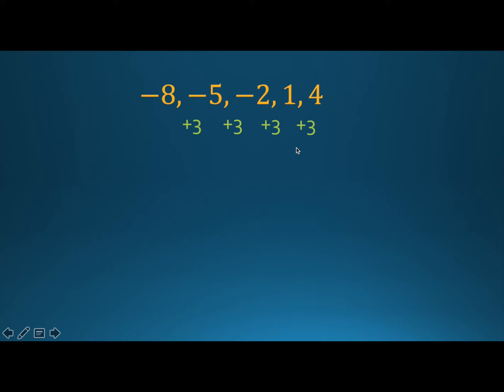If we wanted to keep going to find the next term, we would add 3 to 4 and get 7. To find the next term after that, 7 plus 3 is 10. The pattern keeps going. You always add 3. If we wanted to go backwards, negative 8 minus 3 gives us negative 11. We can verify negative 11 plus 3 does give us negative 8.